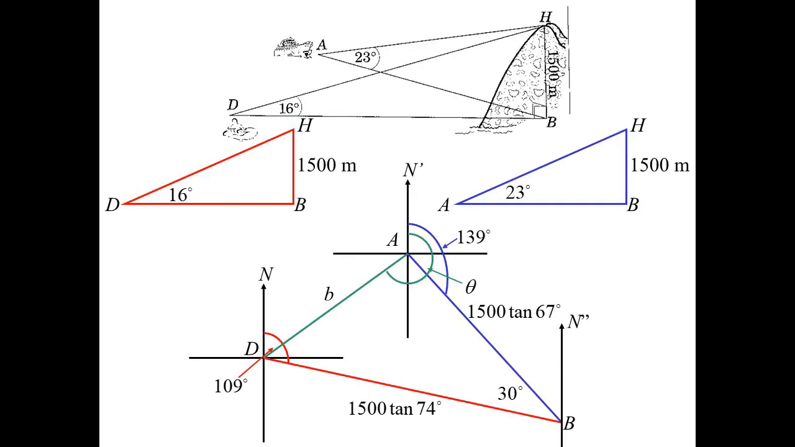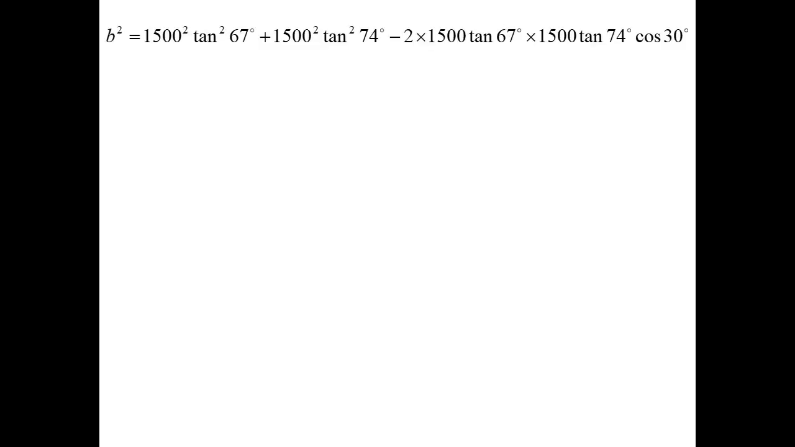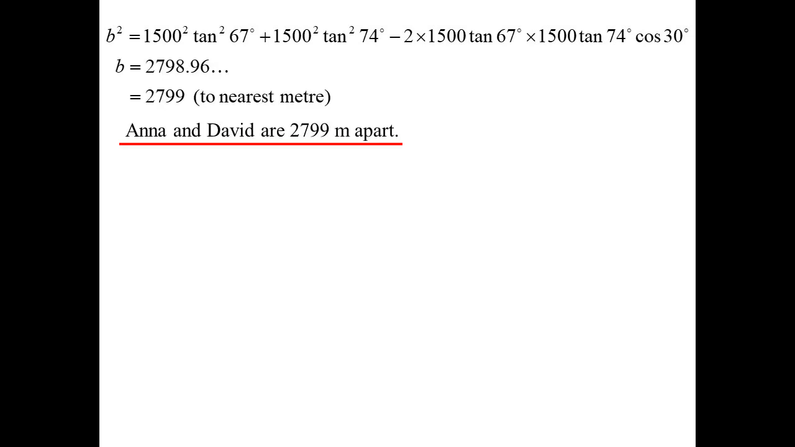We now have two sides and an included angle. I want to find B. Cosine rule should do it. Now, subbing it in, there's the lovely expression. You've got to be very careful when you put this in the calculator because of all the trig ratios you're typing in. But we end up with, to the nearest metre, 2,799 metres. Okay, we know how far apart they are.